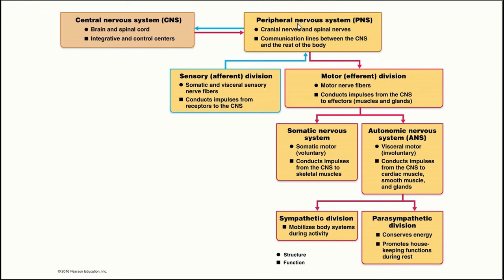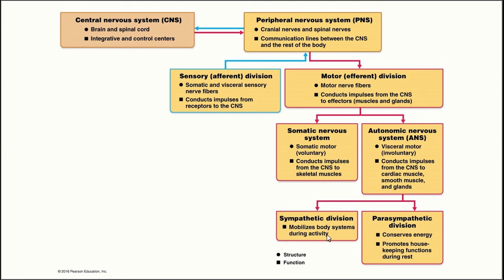Now, the motor division of the peripheral nervous system is a lot more vast than the sensory division of the peripheral nervous system. Now, if we look at the motor division, we see that it's further subdivided here into the somatic motor nervous system and the autonomic motor nervous system. The somatic motor division controls our voluntary muscles, so this controls our skeletal muscles. And the autonomic division of the peripheral nervous system controls involuntary muscles, so this is cardiac muscles, smooth muscle, and glands. And the autonomic division is then further subdivided into the sympathetic and the parasympathetic divisions.